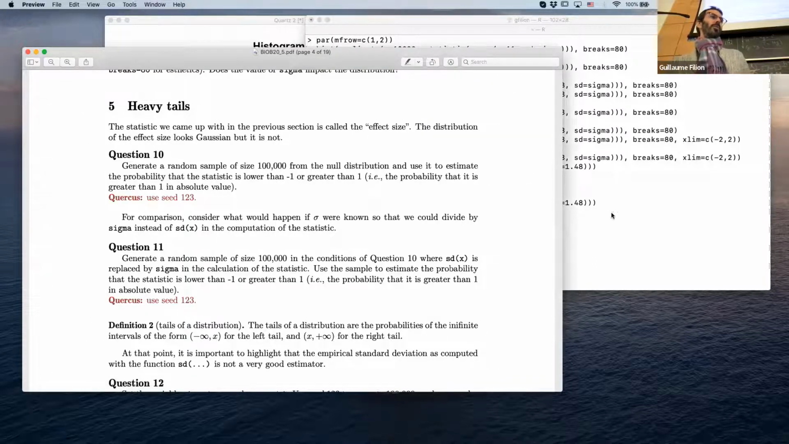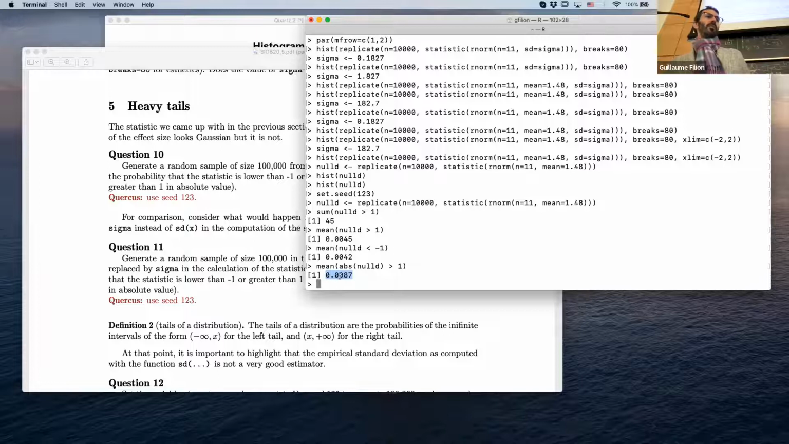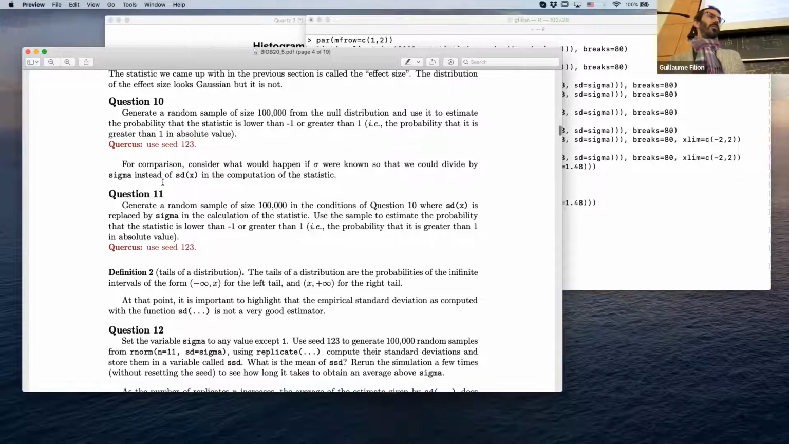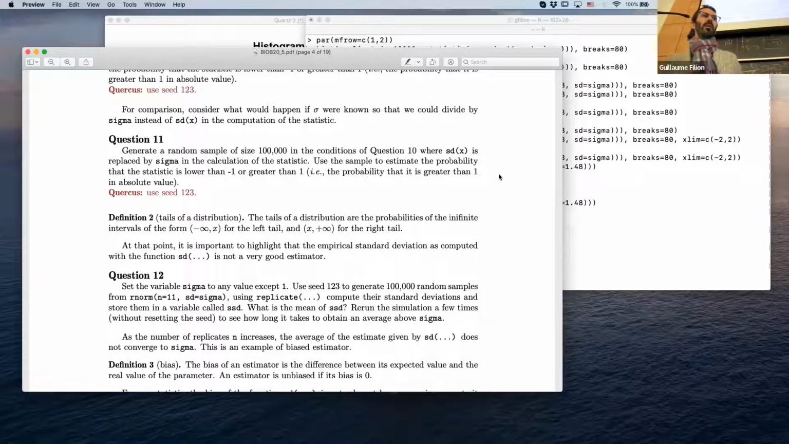So the answer here to question 10 is this one, 0.0087. For comparison, consider what would happen if sigma were known, so that we could divide by sigma instead of SD of x in the computation of the statistic. Generate a random sample of size 100,000 in the conditions of question 10, where SDX is replaced by sigma in the calculation of the statistic.